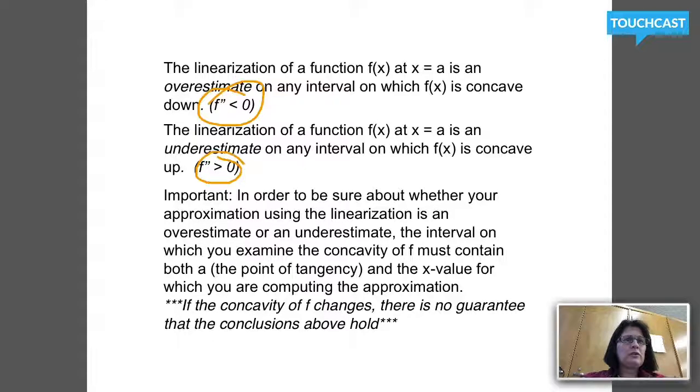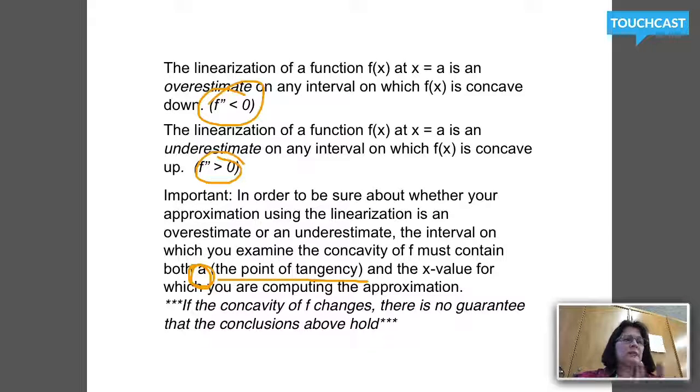It's got to be the interval that includes the point of tangency, which in the formula we call A, the place where the tangent line touches the graph, and any other x value that you're trying to use as an input. So for example, in the example we did in the last video, we used the tangent line of the cosine function at pi over 2 to approximate cosine of 1.75, which is pretty close to pi over 2.